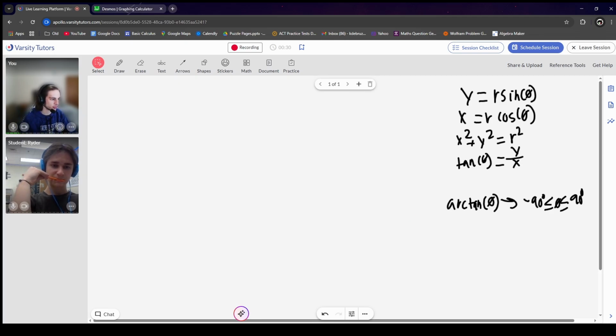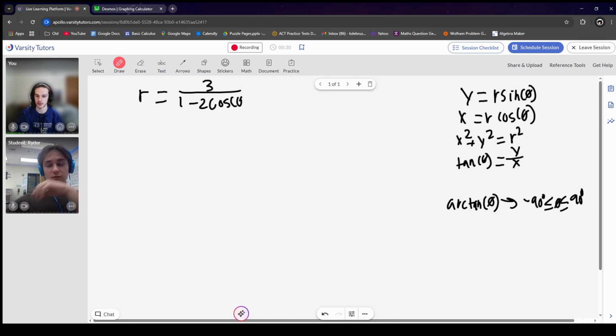Let's do one more conversion one. Okay, this time we're going from polar to Cartesian. I think this one will be cool. This one might be a pain, but we'll see. So we have r is equal to 3 over 1 minus 2 cosine of theta.